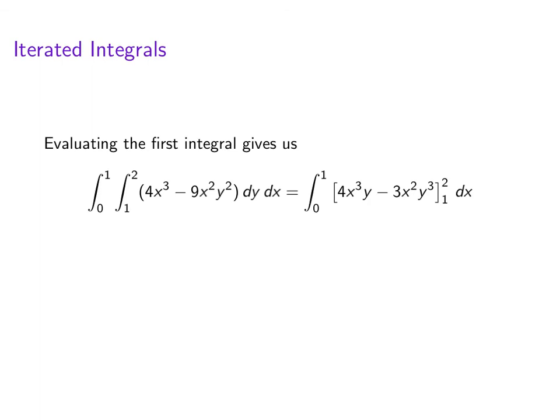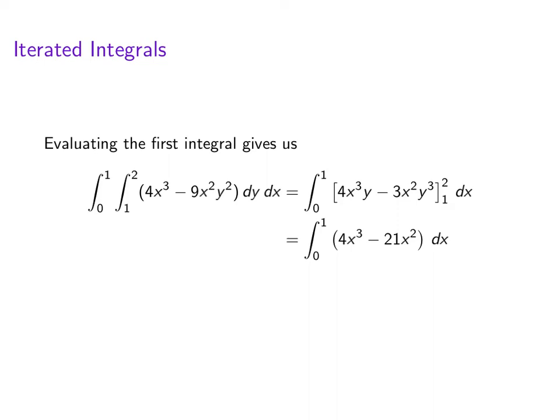So the first step is to evaluate the inside integral with respect to y. So if we write down an antiderivative of 4x squared minus 9x squared y squared with respect to y, we'll get 4x cubed y minus 3x squared y cubed. And that gets evaluated from 1 to 2. Notice here that we're using the fundamental theorem of calculus. That inside integral, when we plug in the 1 and the 2 and subtract, we end up with the integral from 0 to 1 of 4x cubed minus 21x squared dx.